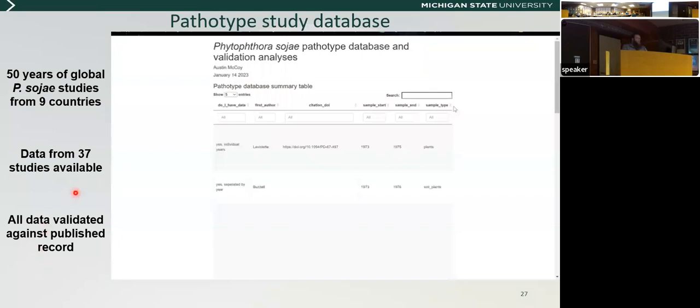So, not necessarily part of the study, but something that I'm excited to release. I've taken all this data down from the last 50 years of Phytophthora sojae pathotype studies from 9 different countries. All of this data encompasses 37 different published studies, and all the data that we've taken down has been validated against the published record.